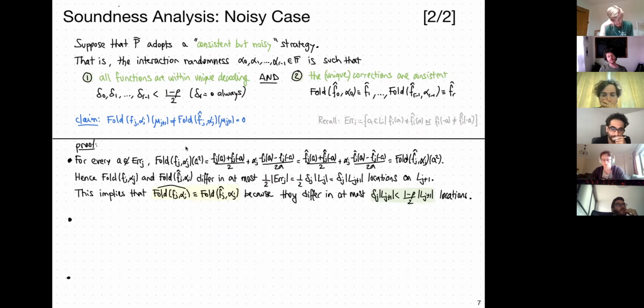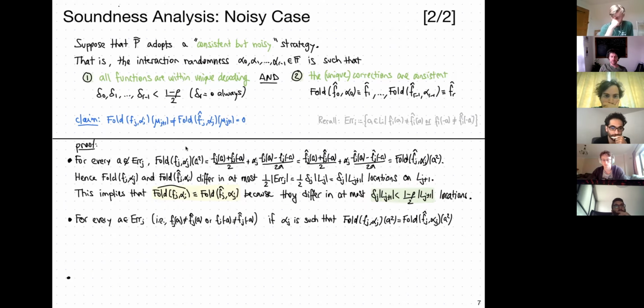Now, this implies that the operations of polynomial correction and folding commute. What does it mean? That if you fold the function and then correct, it's exactly the same as first correcting, then folding. And why is that? It's because they differ in at most a delta fraction of the locations, which means that they are inside the unique decoding radius. So in some sense, we are always staying within the range from the 0 codeword, and so we can always go back to that.